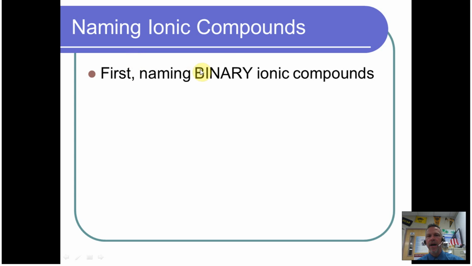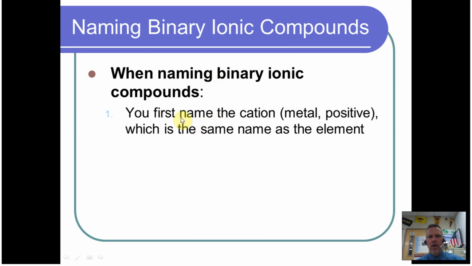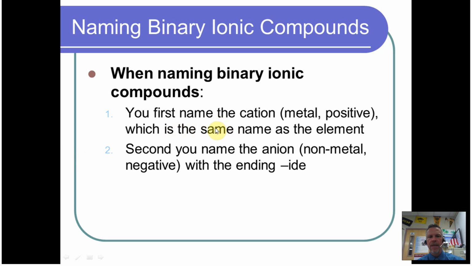First, naming a binary ionic compound. In order to name a binary ionic compound, you first name the cation, which is the metal, the positive, and you use the same word as the element name. Okay, use the same word as the element name. And then second, you name the anion, which is the nonmetal, the negative part, but you change the ending of the element name to IDE. All right, let's see an example of what that looks like.